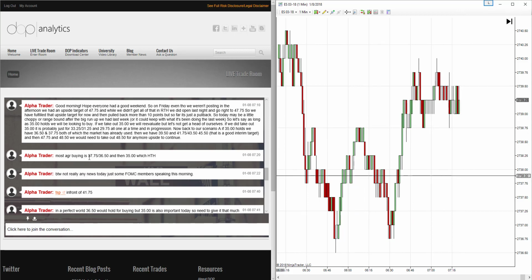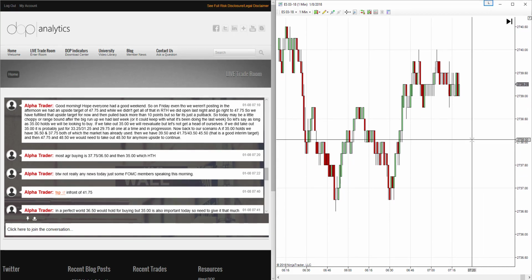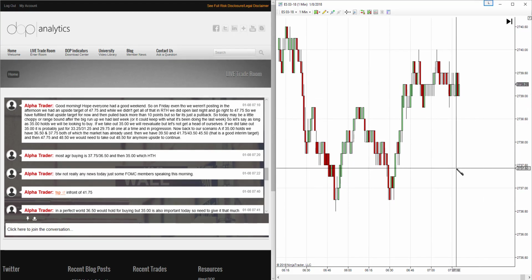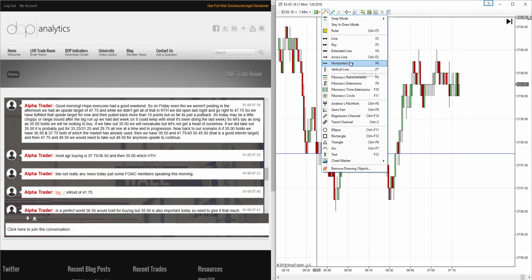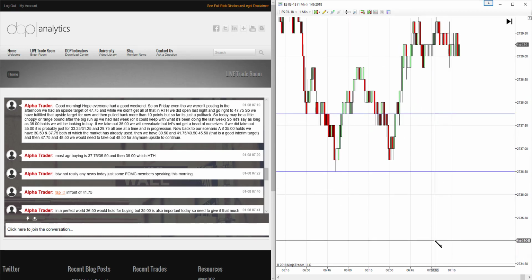Most aggressive buying is at 37.75, 36.5, and then 35, which has to hold. So remember, if you don't know a vocabulary word, just go to the vocabulary page and you can find that there. 35 has to hold, which is down a little bit out of our screen. So what we want to do is put lines at these price levels immediately.